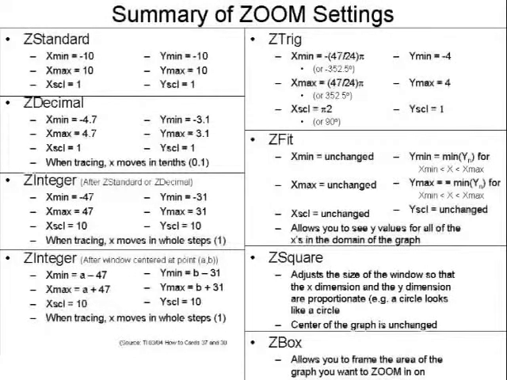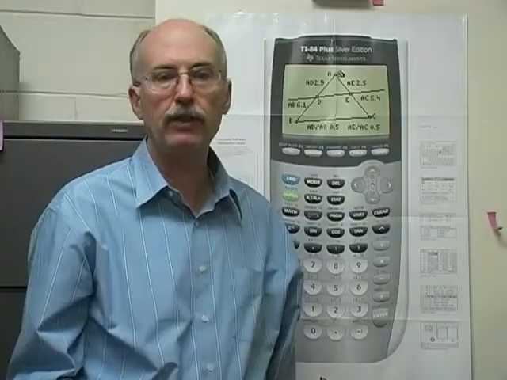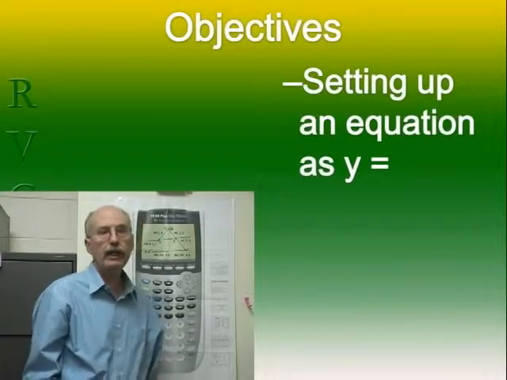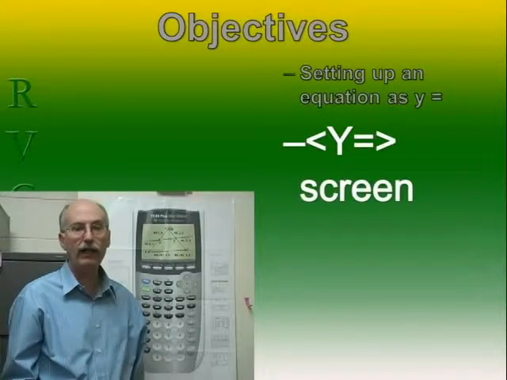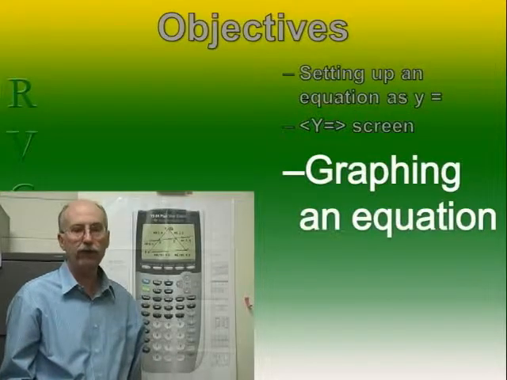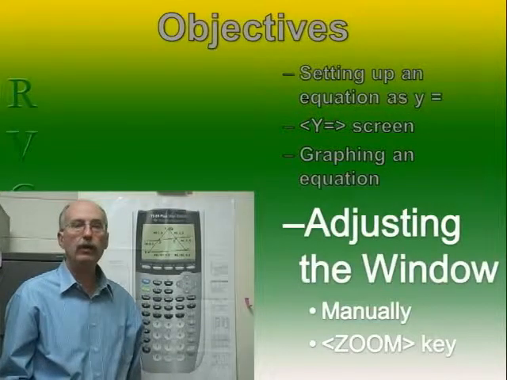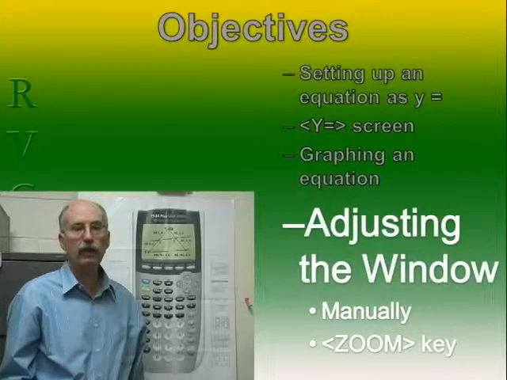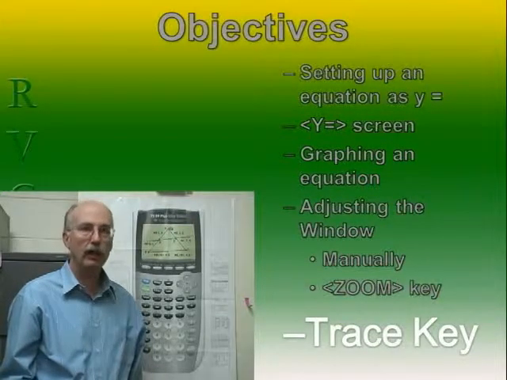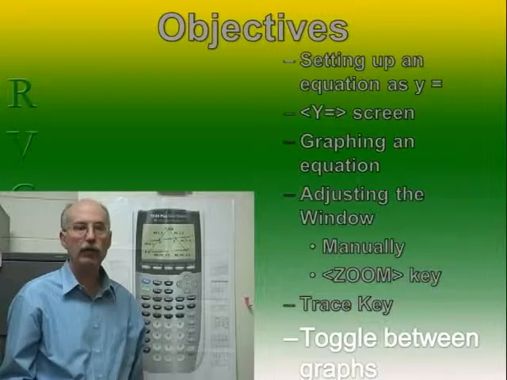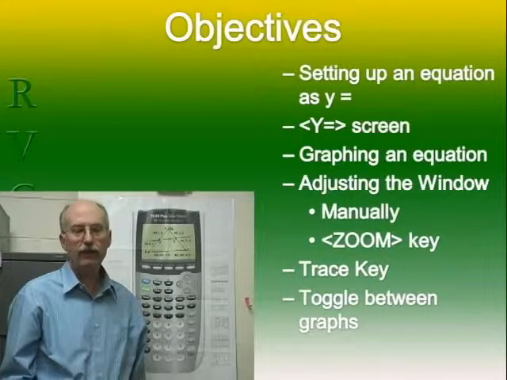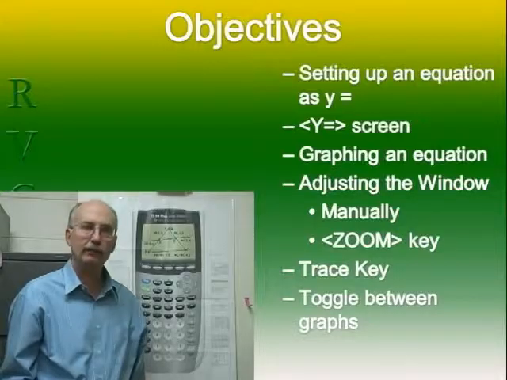We also looked at zoom in and zoom out. So let's summarize what we covered in this module on graphing basics. We learned how to set up your equation, and it must be in the form of y equals. We learned how to graph an equation by putting it into the y equals screen and then pressing the graph button. Then we learned how to adjust the window so that we could either adjust it manually or use the zoom key. And finally, we used the trace key to move along a line so that we could see where it intercepts various points, and we also learned how to toggle back and forth between two different graphs on a window. This finishes Module 3 on Graphing Basics.